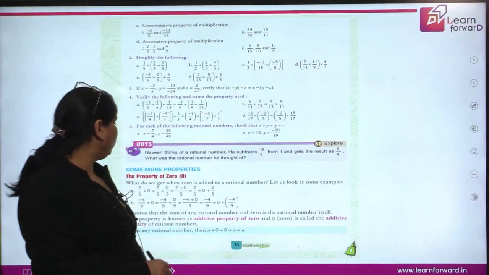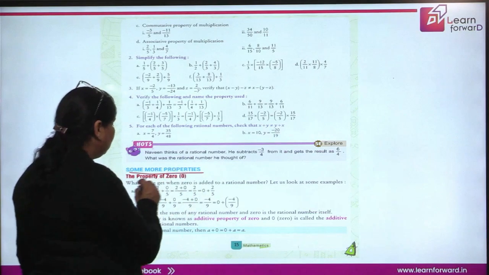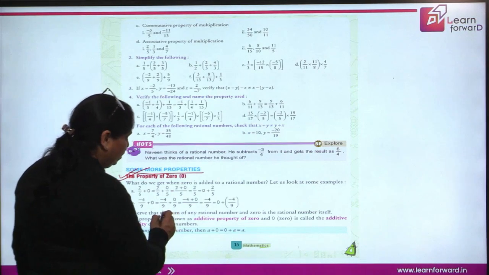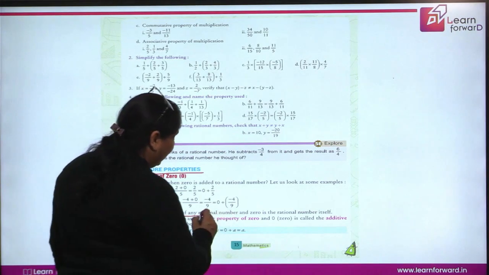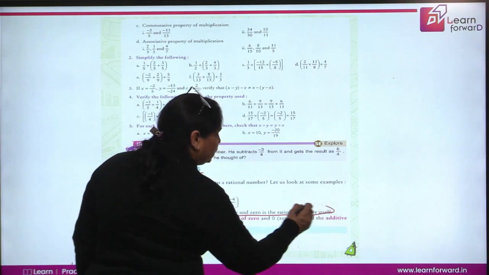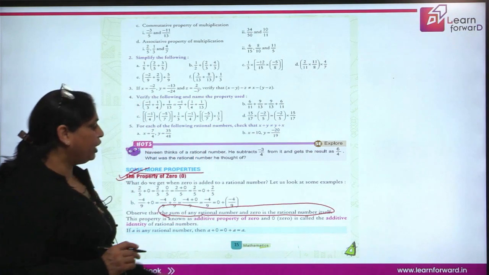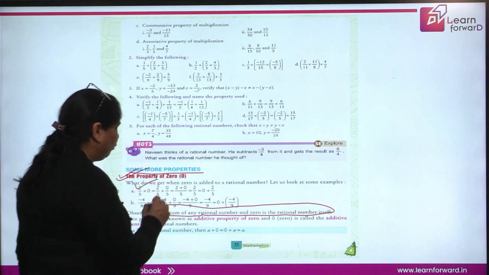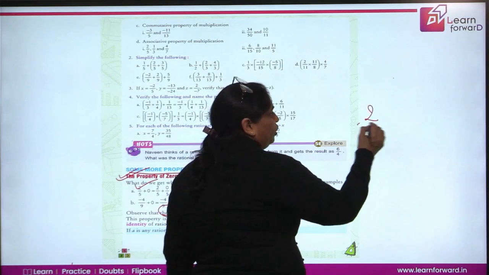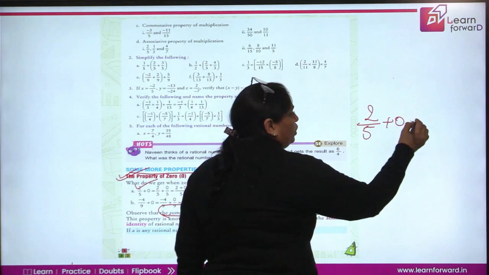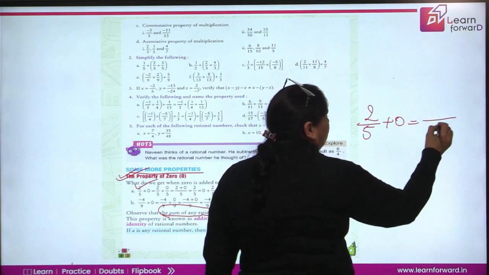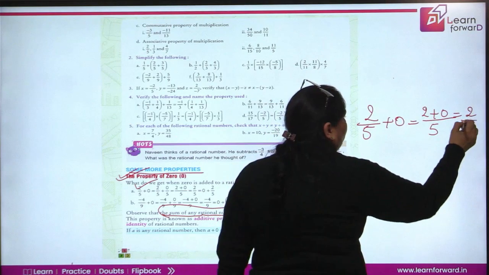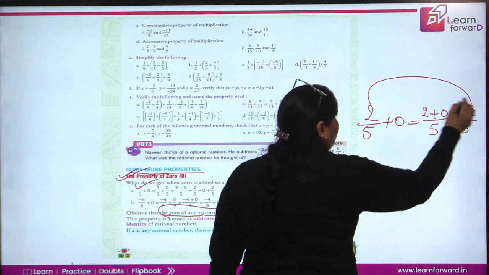Now, moving to some more properties of rational numbers. This is the property of 0. It states that if we add a rational number and 0, the rational number itself is the answer. The sum of any rational number and 0 is the rational number itself. Here we are taking the example 2 upon 5 and adding it to 0. You can add these 2 rational numbers. Answer is 2 upon 5.